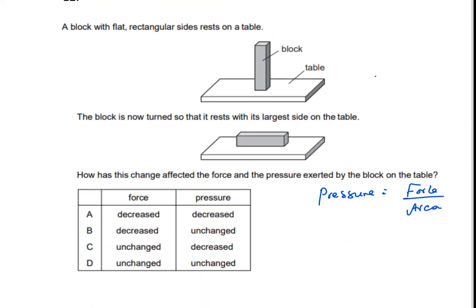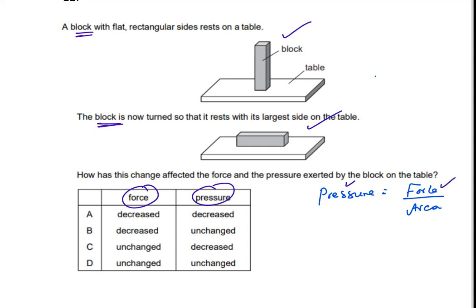Question 12. How has this change affected the force and the pressure exerted by the block? As you see here, it is the same block. It's not a different block. It's the same block that has been placed at a different position. And it's talking about the pressure and the force. And we know the equation: pressure is equal to force divided by area.